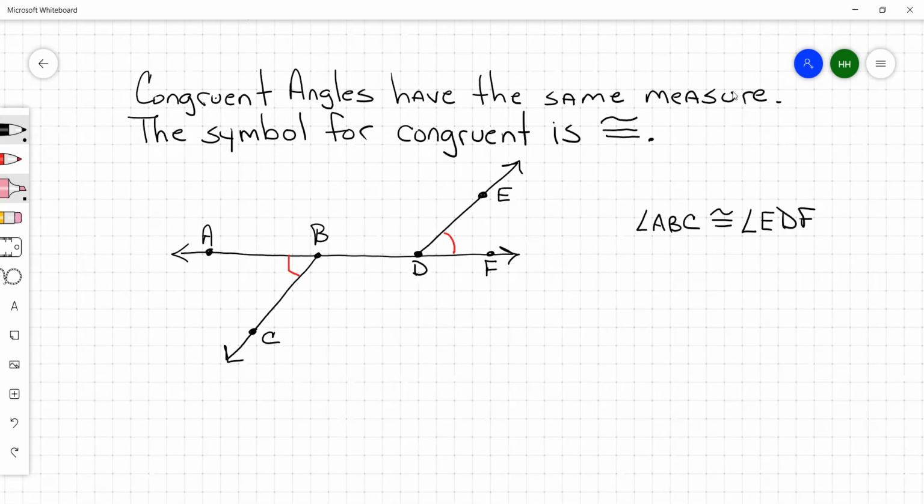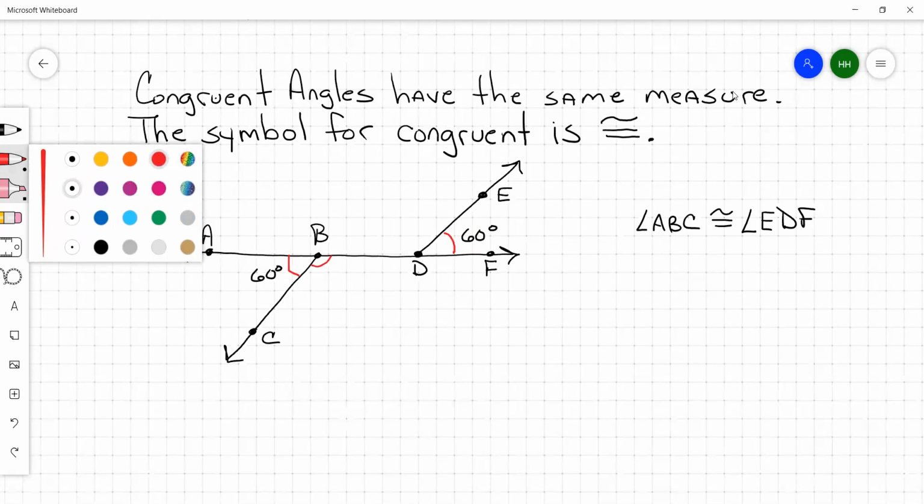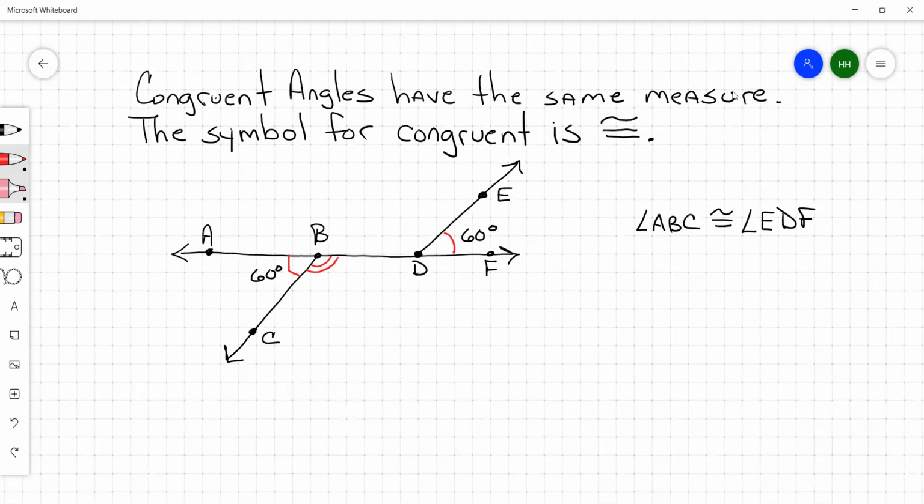One arc mark on an angle, any other angle with one arc mark on it means that they are congruent. They have the same measure. If this is 60 degrees, then angle EDF is 60 degrees. If an angle is marked with two arc marks, then any other angle with those two arc marks is congruent. So now we got a case where angle CBD is congruent to angle BDE.